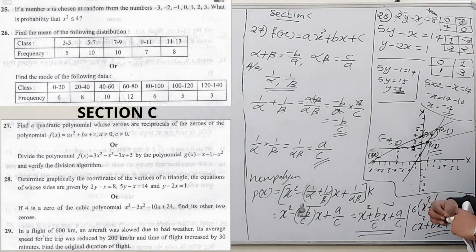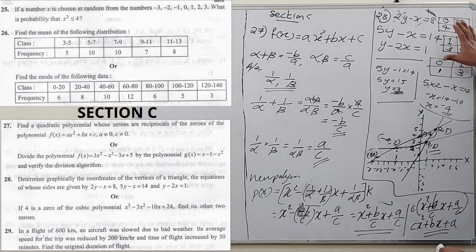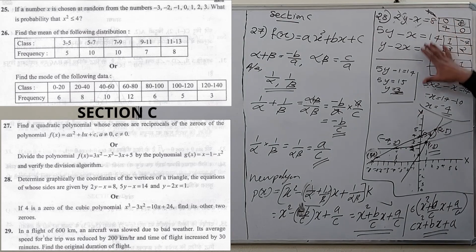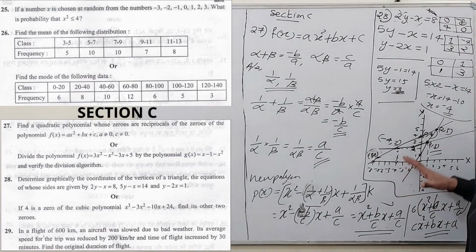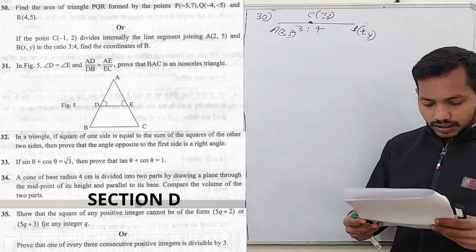You already know how to draw the graph, because of that I am not going to explain in detail. This type of question is: find the coordinates of the vertices of the triangle formed by the graph of 3 equations. Clear?